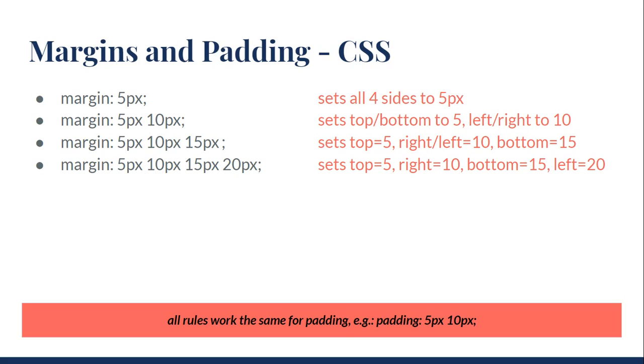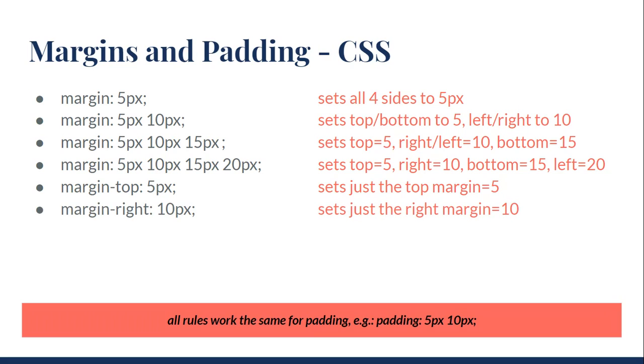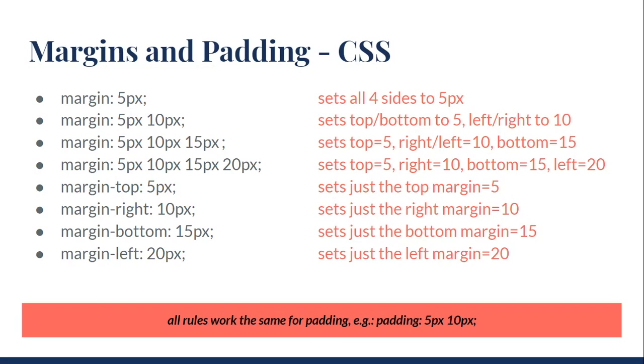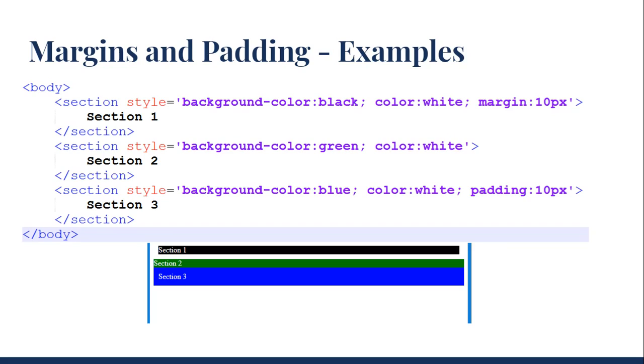If I want to set some of them individually, I can also do that. We have a style called margin top, setting just the top margin. And then, of course, it follows suit that there is margin right, margin bottom, and margin left. And so in this case, that fourth line that says margin 5, 10, 15, 20 is a shorthand to do the 4 lines below it. And again, all of these same rules work for padding. For example, if I wrote padding 5px, 10px, that would give top and bottom padding of 5 and left and right padding of 10. Let's look at some examples here.